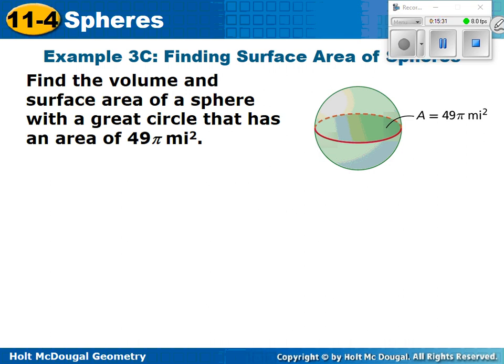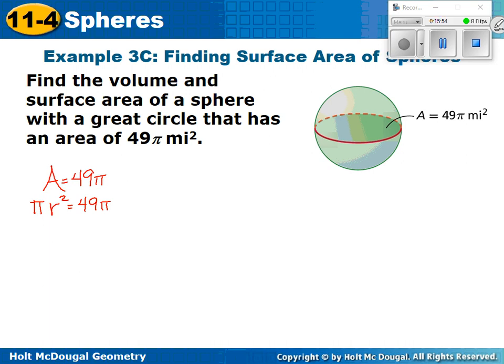The area of the great circle. So now they want you to find volume and surface area. Again, all you need is R, but they're giving you the area of the great circle. So what formula will you plug in there? Just pi r squared, because it's just the area of a circle. Does that make sense? So you'll plug in pi r squared and set it equal to 49 pi.